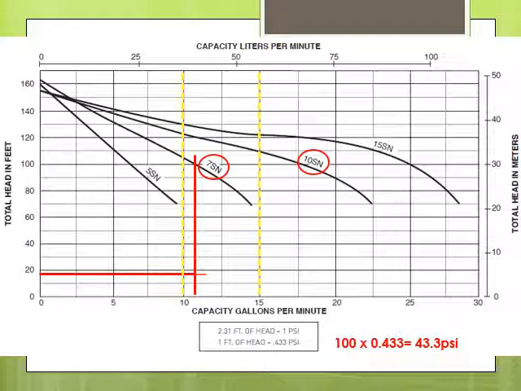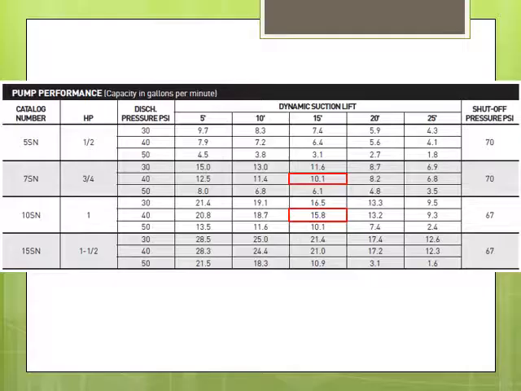So let's take a little closer look on the suction side. These are the same pumps from the last slide: 5SN, 7SN, which is the one we originally thought would be good, and then there's a 10SN. This is a 3/4 horsepower, and this is a 1 horsepower. Now these are the pressures, just giving you a range: 30 psi, 40 psi, 50, 30, 40, 50.